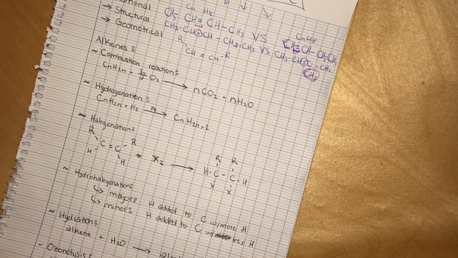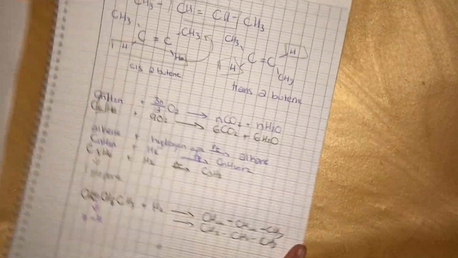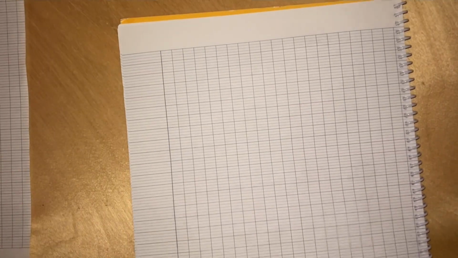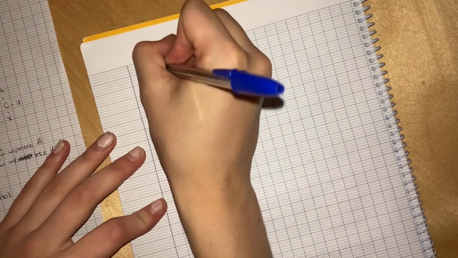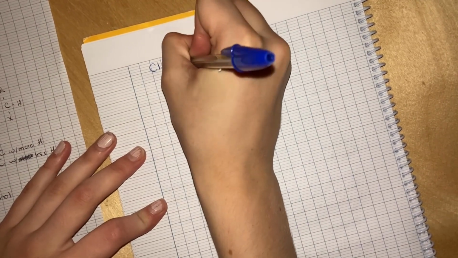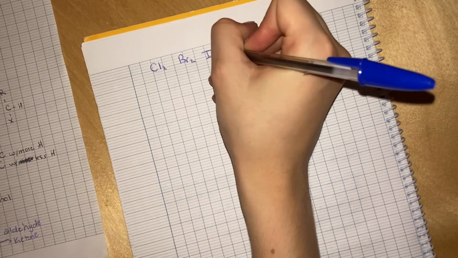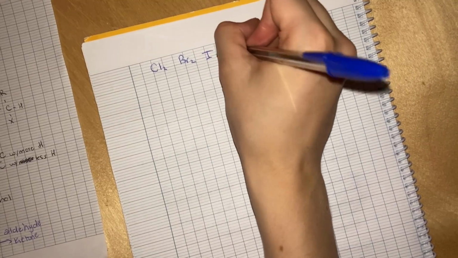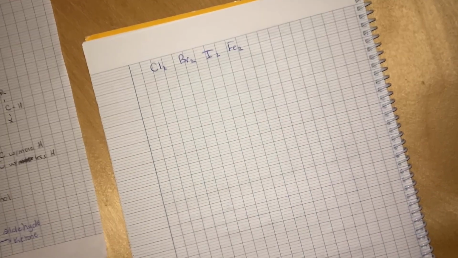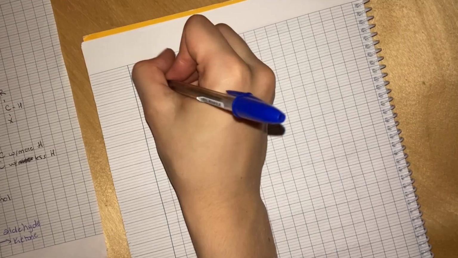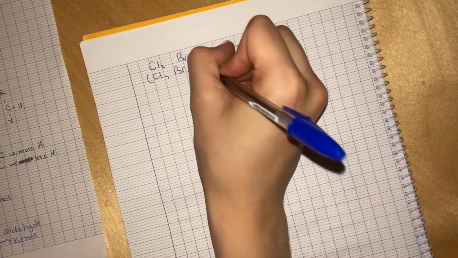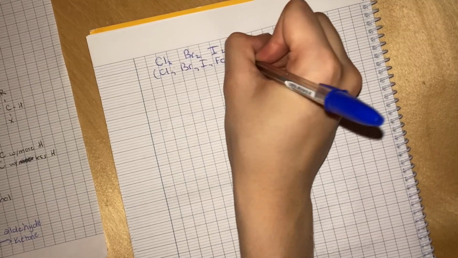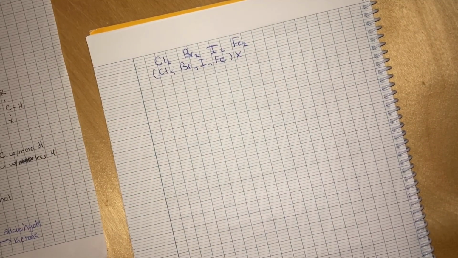halogenation. Halogenation is the addition of a halogen. Remember, halogens are Cl2, Br2, I2, and F2. Okay? So in this case, Cl, Br, I, and F are X. Okay, we're gonna name them as X.